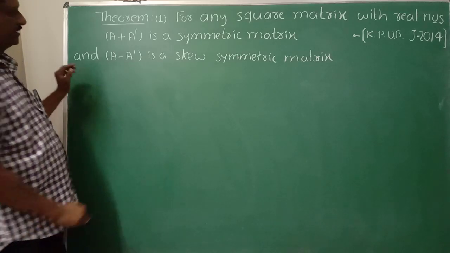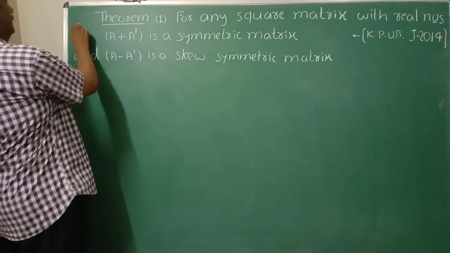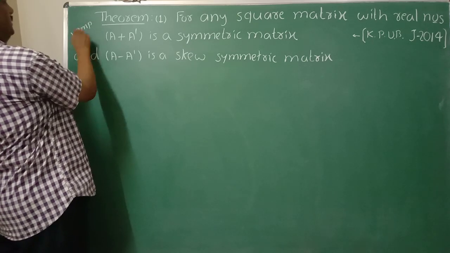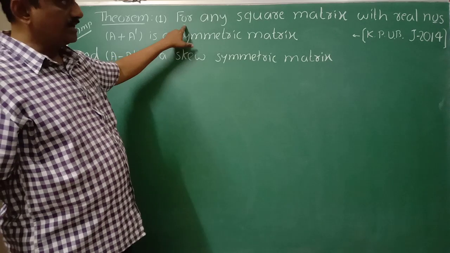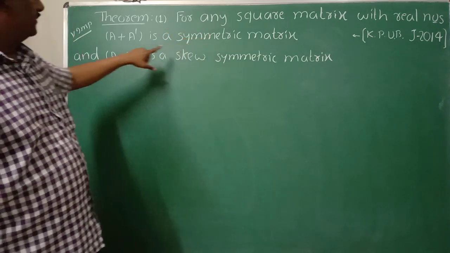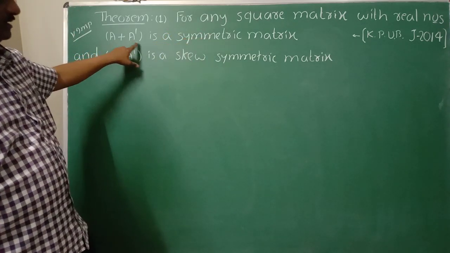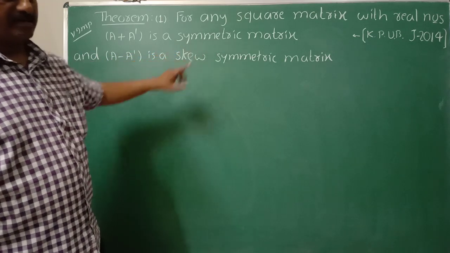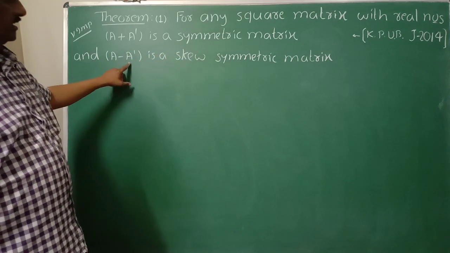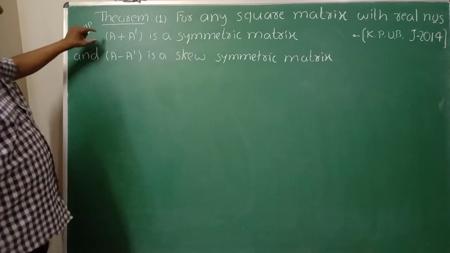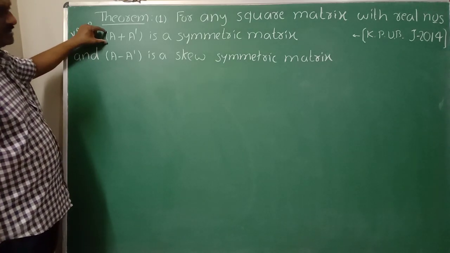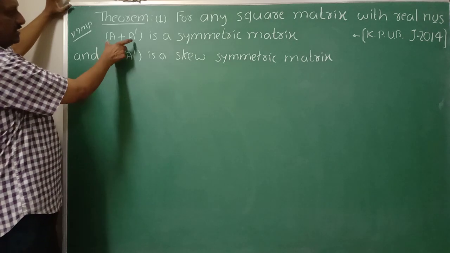Okay, here it is a theorem here, very important theorem for the point of examination here. So for any square matrix with real numbers, A plus A dash is a symmetric matrix and A minus A dash is a skew symmetric matrix here. Okay, but to prove this here, A plus A dash is a symmetric matrix. Consider this one as a B.